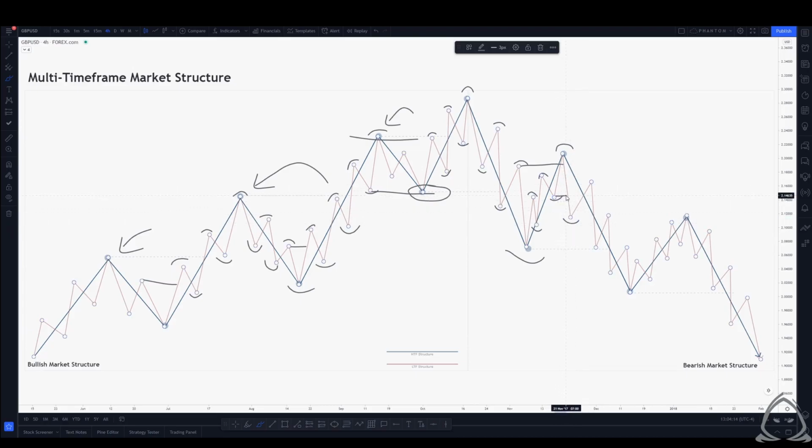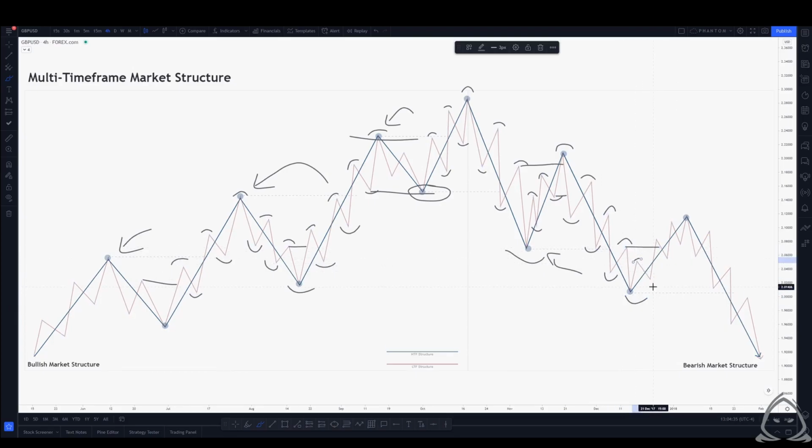We create a lower low, a lower high, a lower low, a lower high, a lower low that breaks this previous low, confirming our bear trend, creating that lower low. And then on the lower time frame, we're still creating lower highs and lower lows, which is also our lower low on the higher time frame.